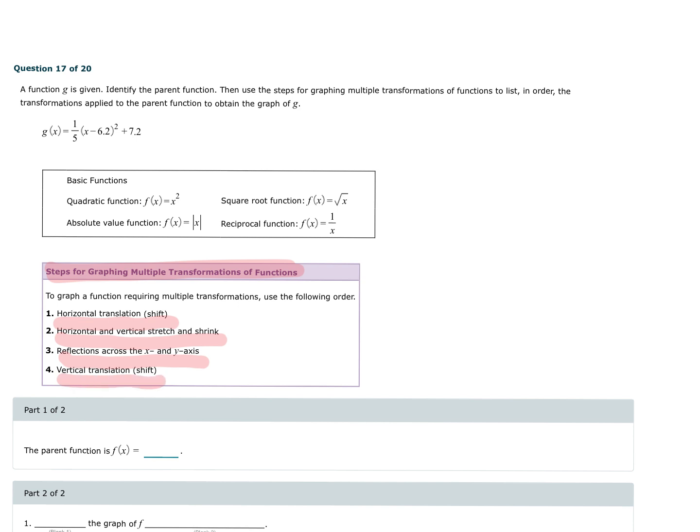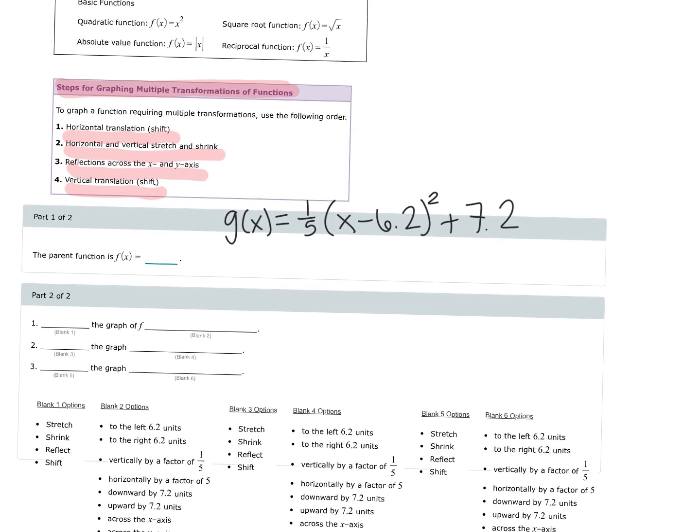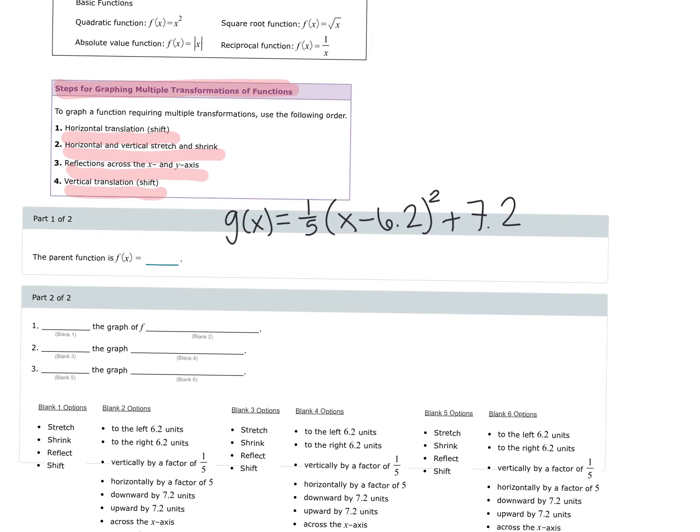Okay, so we have this function, and we're going to be doing a whole lot of stuff to this. All right, so let me rewrite this down here just so that I have more space. So I'm going to rewrite this for you. Okay. Now, I'm going to start with the parent function. So remember, to figure out the parent function, you can kind of just look at it and say, okay, it's x squared.